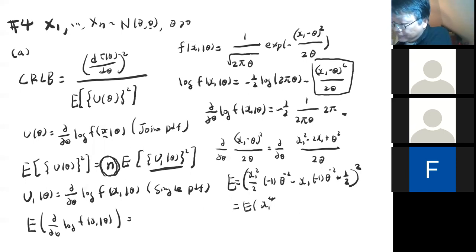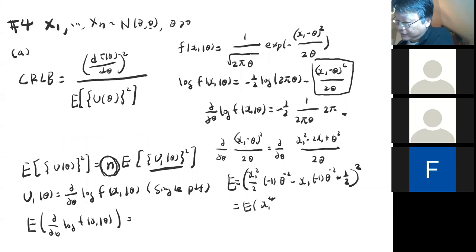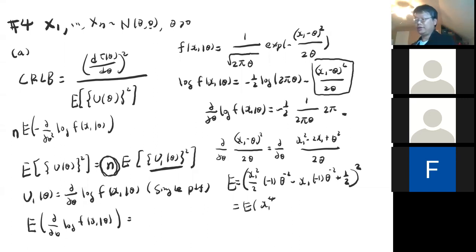We also talked about this: we can also take the second derivative on the denominator, whose expectation is minus the second derivative of the log of the single PDF. But again, you put n before that to eventually get the denominator of the CRLB. So that's what I'm going to do because it's easier. Let me see if I make it correctly. If I do something wrong, let me know, okay?